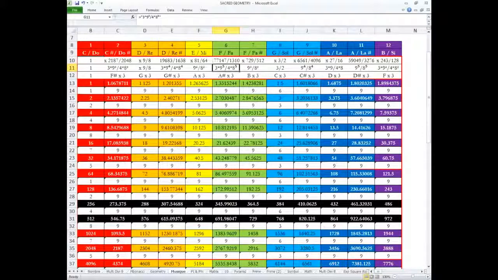Okay, and then G is 3 divided by 2. G sharp is 9 to the power 4 divided by 8 to the power 4. And A is actually 3 times 9, which is 27, divided by 4 times 8, which is 32. 32, yeah. Okay, and that gives 1.6875. Multiply by 2, multiply by 2, multiply by 2. Okay, 216, which is a very Kabbalistic number, 216. And then 432.